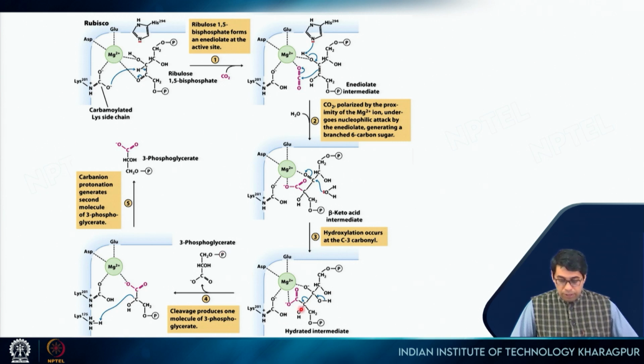Now, this rest part is still attached in the active site, right. So, a proton will be donated by this lysine to this carbanion, and now it will be released as a second molecule of 3-phosphoglycerate, right. So, 5 carbon ribulose 1,5 biphosphate and 1 carbon dioxide, total 6 carbons, they are converted to 2 molecules of 3-phosphoglycerate, both have 3 carbons. So, 2 3 carbon molecules are released. That is the first step, which is the fixation of carbon dioxide, is complete.